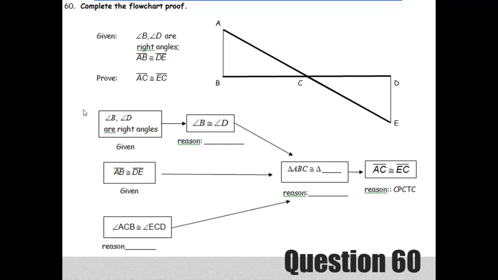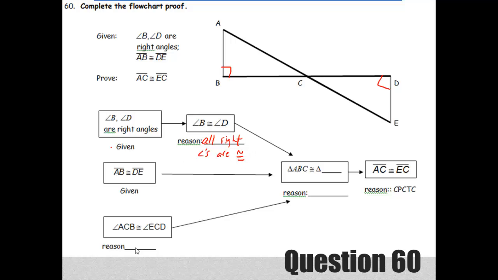The last question. Woohoo, we made it. It looks like a lot of work, but it really isn't. Angle B and angle D are right angles. Okay, let's draw it. And the reason for that is it's given. Okay, so why would angle B be congruent to angle D? Well, it should make sense that if they're right angles, they're both 90 degrees, so they're both congruent. So we're just going to say that all right angles are congruent.